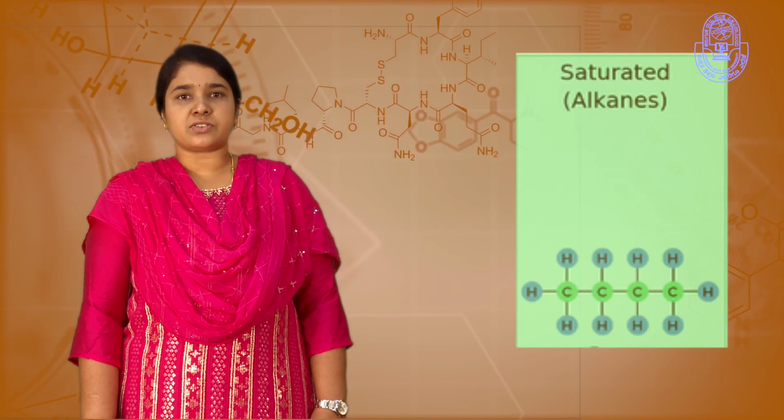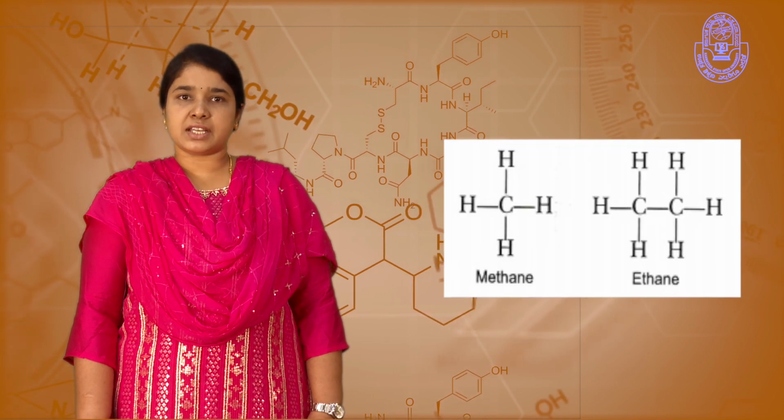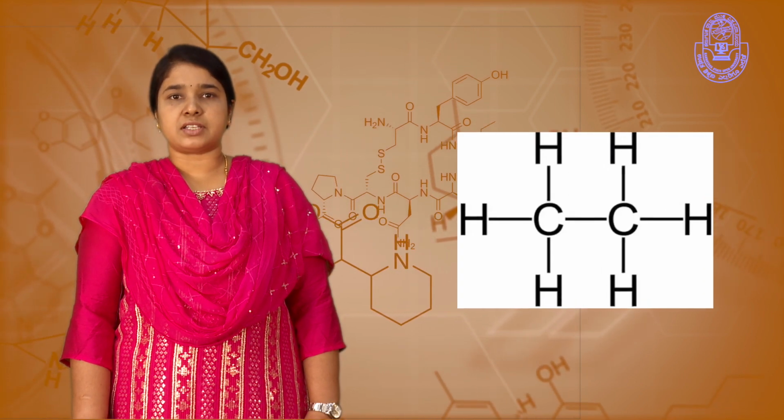First, let us see the acyclic compounds. Acyclic compounds are again classified into 2 types. The first one is the saturated compounds and the second one is the unsaturated compounds. Saturated compounds are the compounds which have only C-C single bonds in their entire structure. Examples for saturated compounds are methane, ethane, propane, etc.